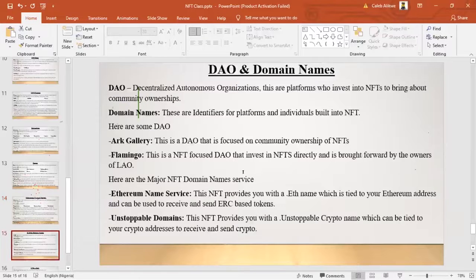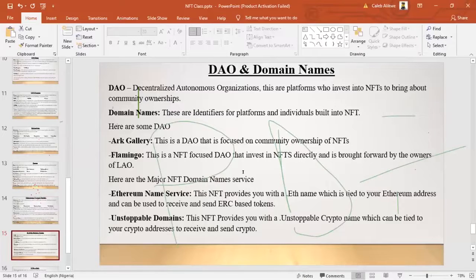A DAO is a decentralized autonomous organization. These are platforms that invest in NFTs to bring about community ownership. Domain names are identifiers for platforms and individuals built into NFTs. So the DAOs available are Art Gallery, the DAO that is focused on community ownership of NFTs. Then Flamingo is an NFT-based DAO that invests in NFTs directly and is brought forward by the owners of LAO. And the major NFT domain names are Ethereum Name Service and Unstoppable Domains.